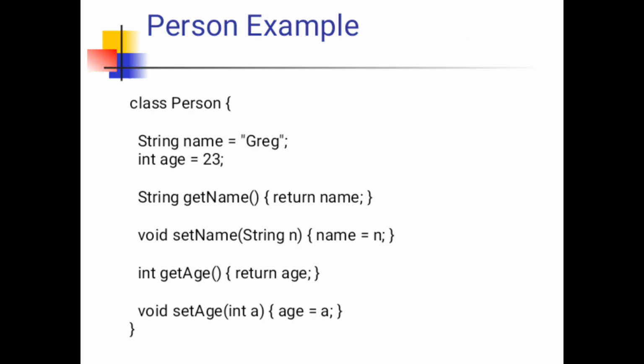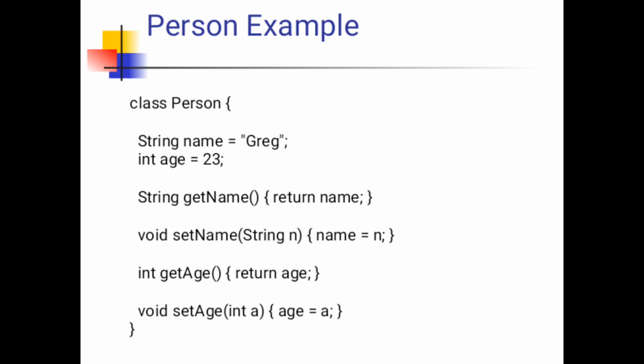We have class Person, which is the name of the class. Inside our class, we define an instance variable, which is a String type with an identifier name and has an assigned value. Then we also declare another instance variable of the data type int with the identifier age, and we assign 23 to it.